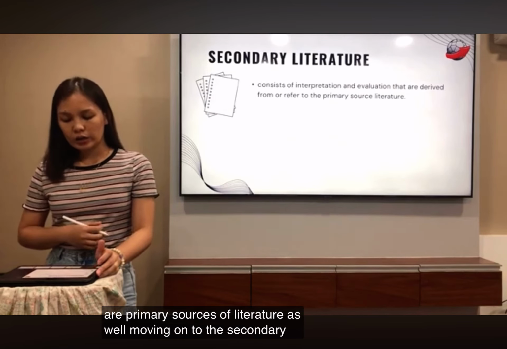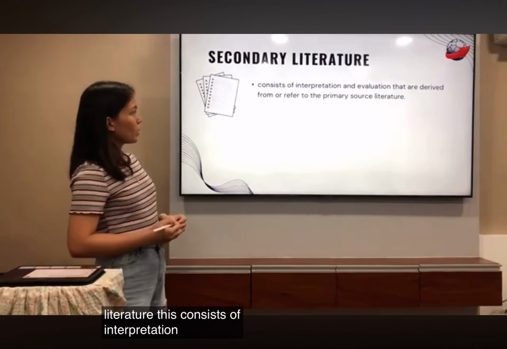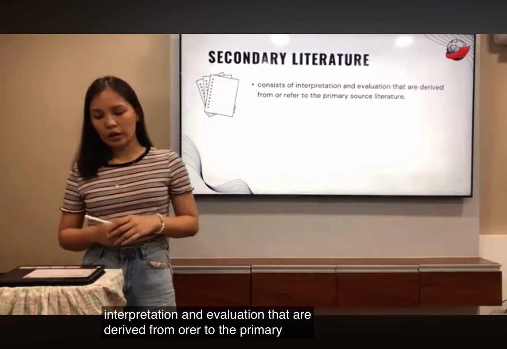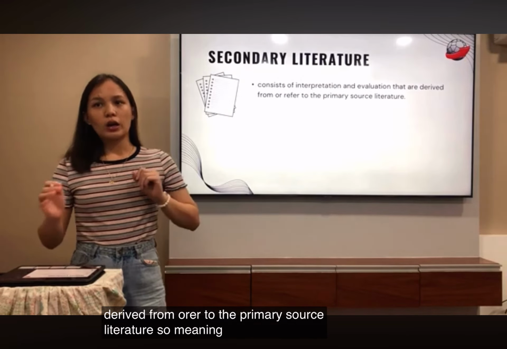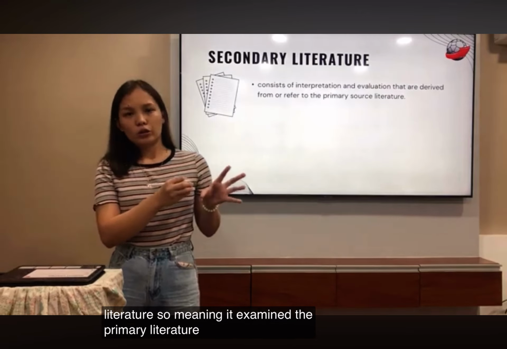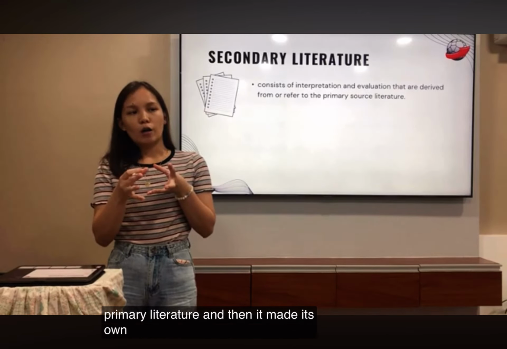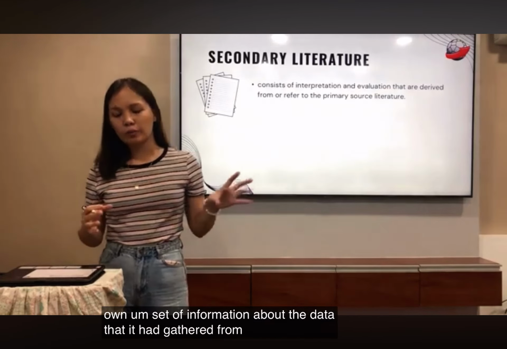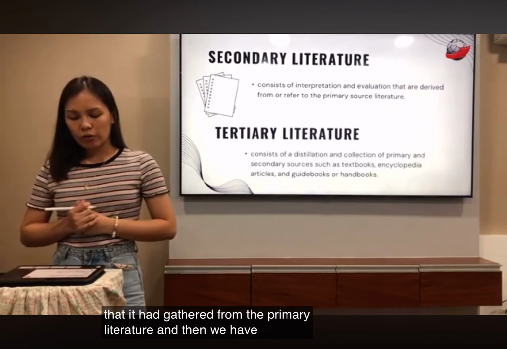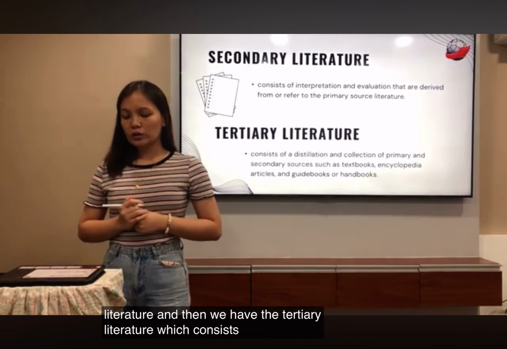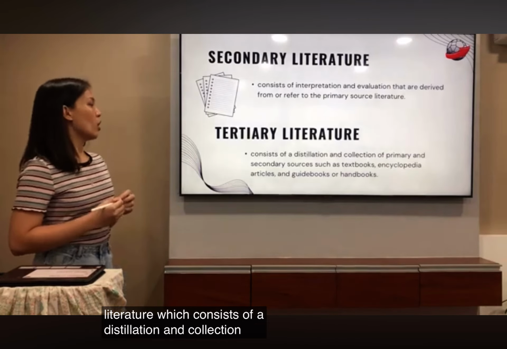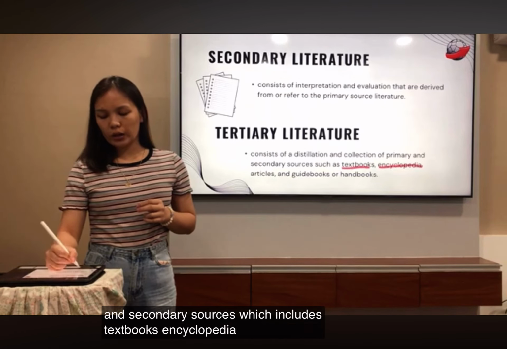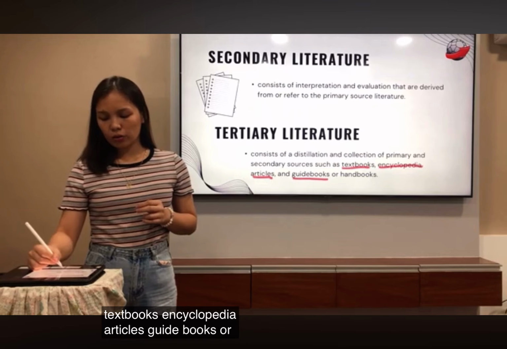Moving on to the secondary literature, this consists of interpretation and evaluation that are derived from or refer to the primary source literature. So meaning it examined the primary literature and then it made its own set of information about the data that it had gathered from the primary literature. And then we have the tertiary literature, which consists of a distillation and collection of primary and secondary sources, which includes textbooks, encyclopedia, articles, guidebooks, or handbooks.